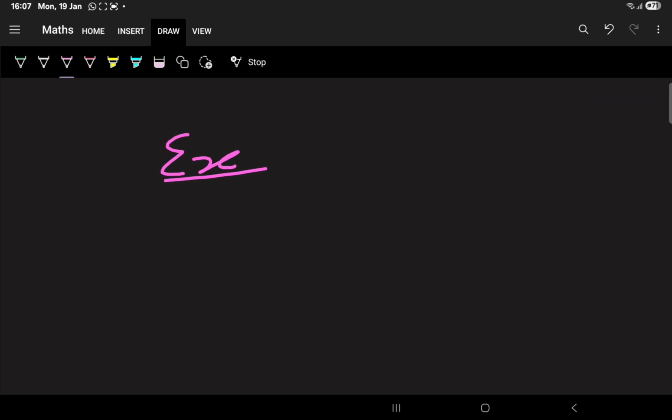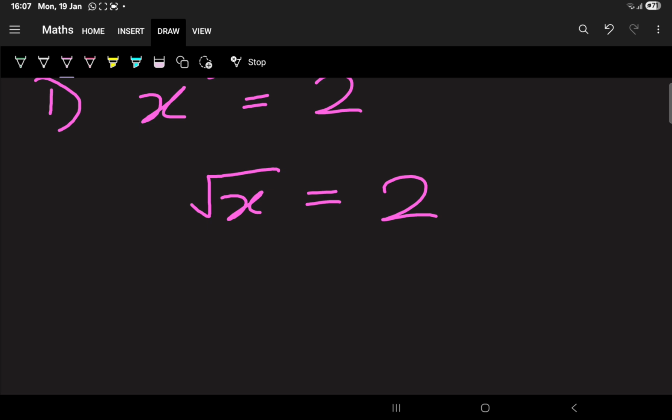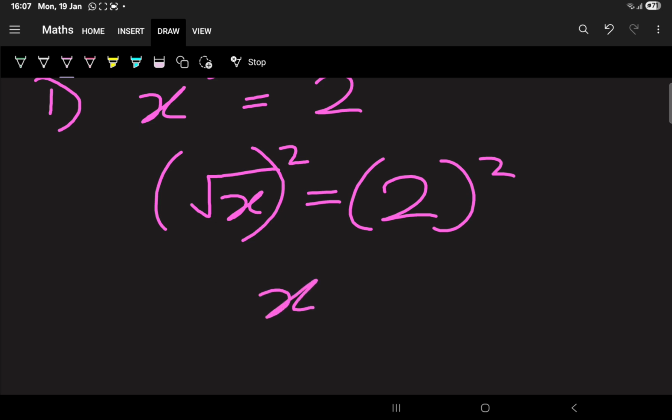Our first example, we have x raised to the power of 1/2 equals 2. Now we know x raised to the power of 1/2 is the same as the square root of x, and this is equal to 2. Now you can take the square of both sides. Taking the square of both sides, we have x is equal to 4.